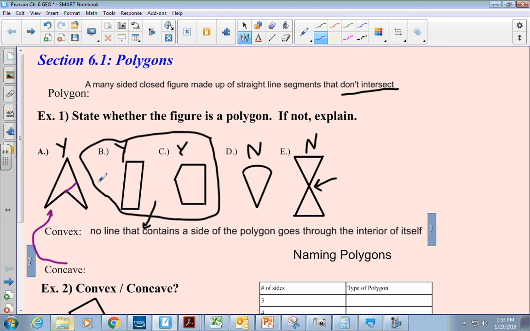Yesterday we talked about being concave: if your shape has a cave in it, I can go camping in here and make a little fire. If you can make a fire in it and get shelter, it's got a cave, then it's concave. And our fancy definition of concave is not convex.